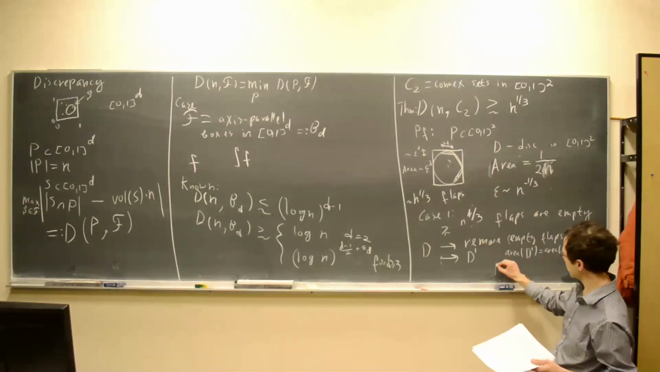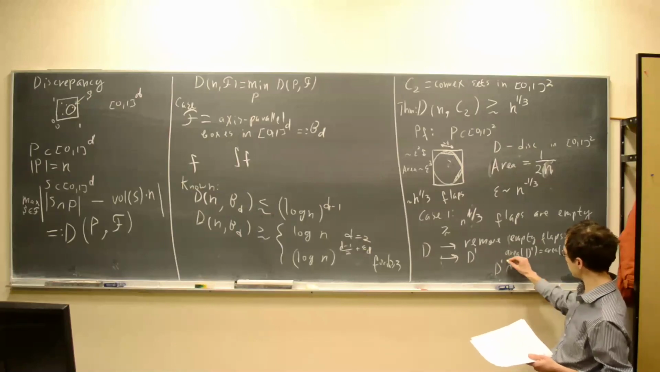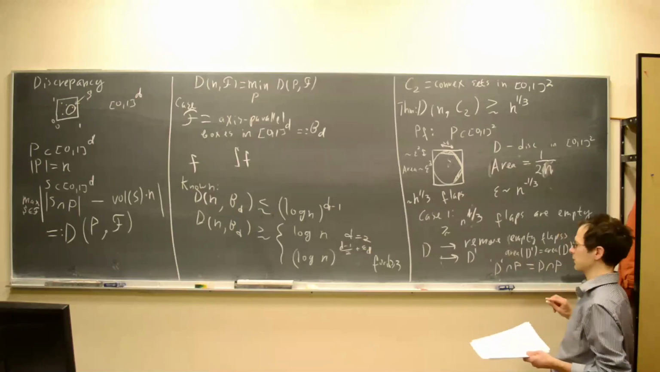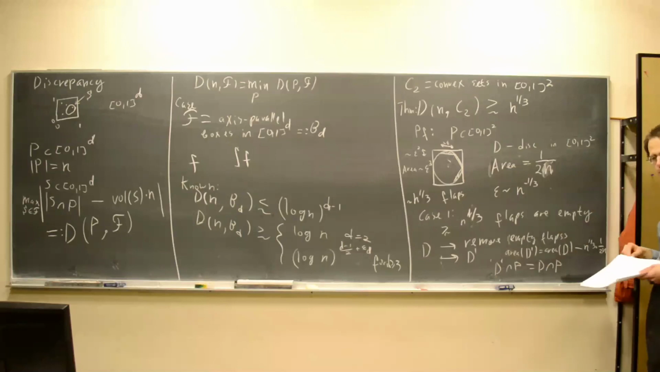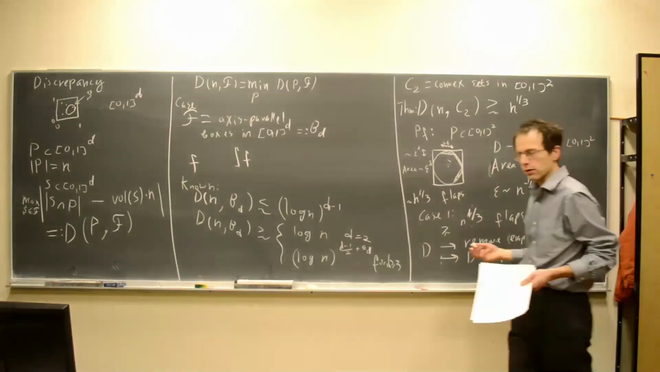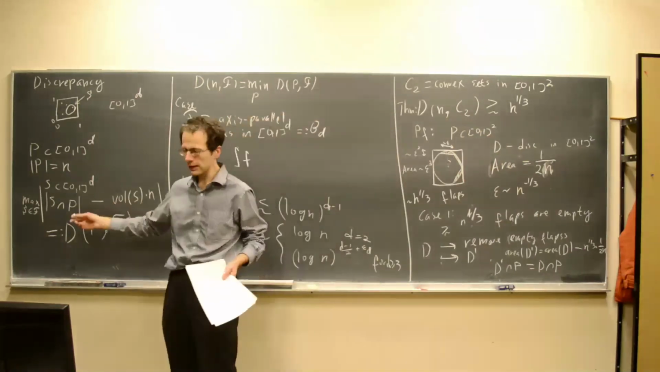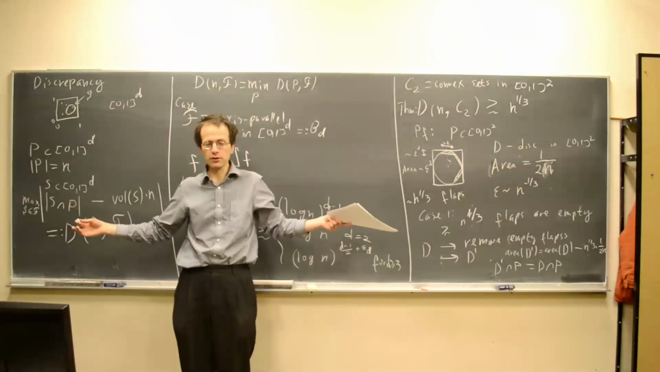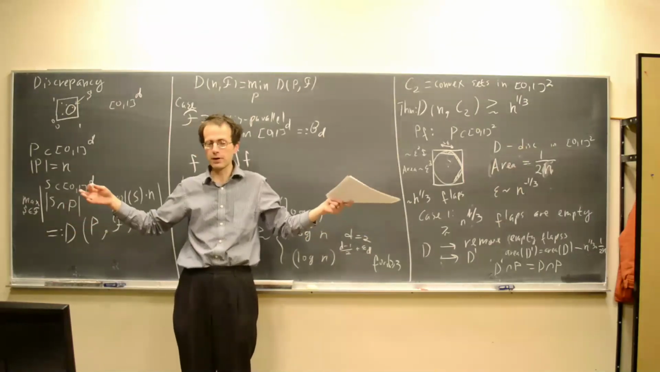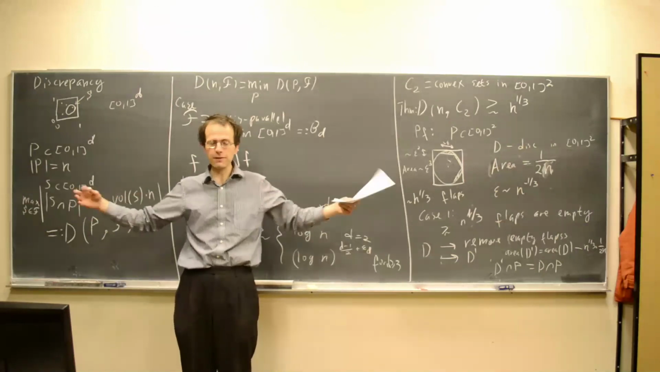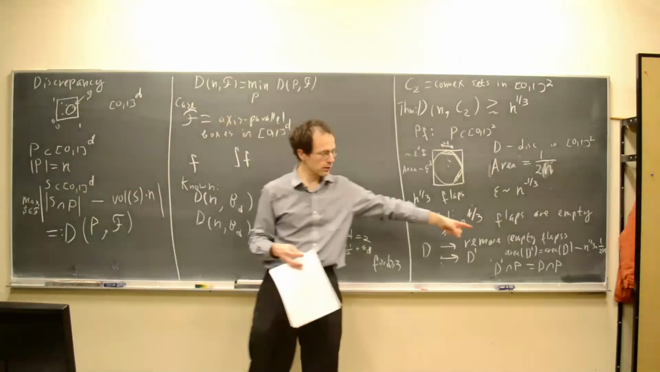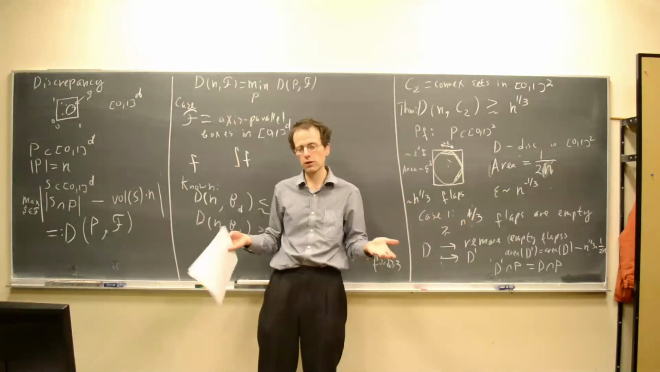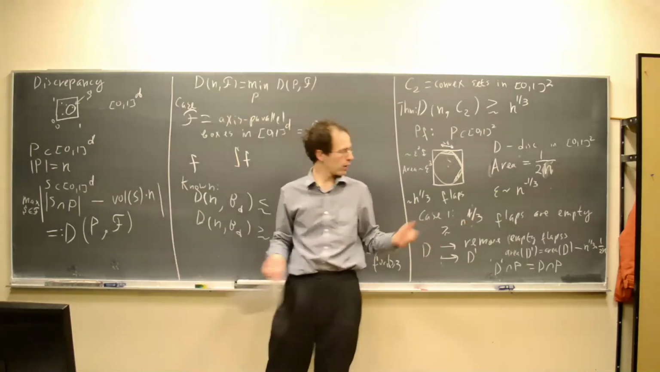On the other hand, the intersection with my set P has not changed, because I only removed the empty flaps. So in that case, it cannot be that the discrepancy of both D and D prime is small, because they contain the same points of P, but their areas are very different. They differ by n to the negative 2/3. So that means the discrepancy of one of them must be large. So the discrepancy is large, and this is case 1.